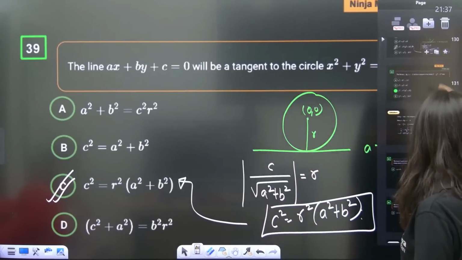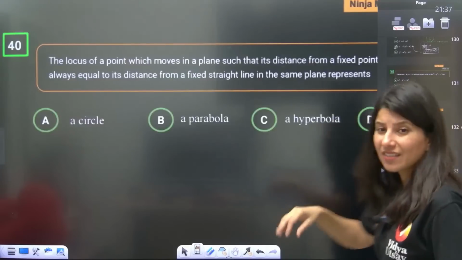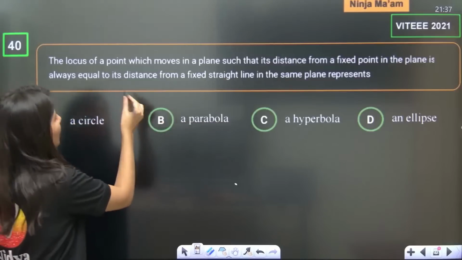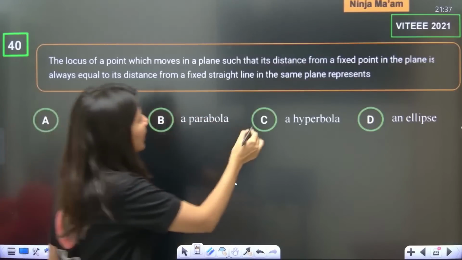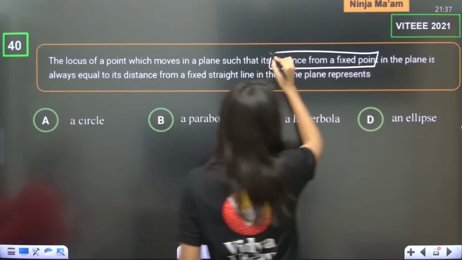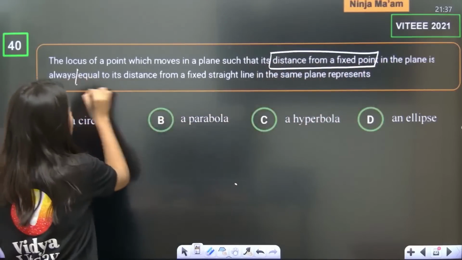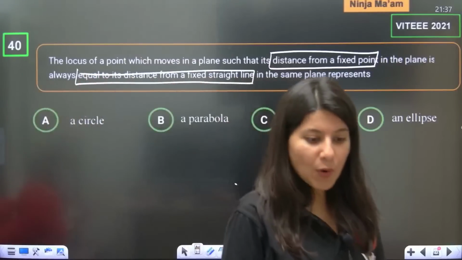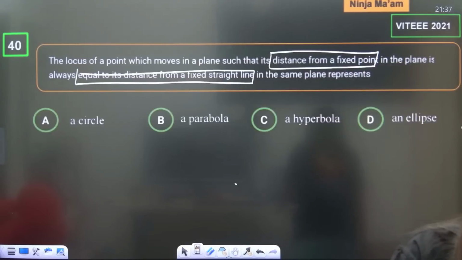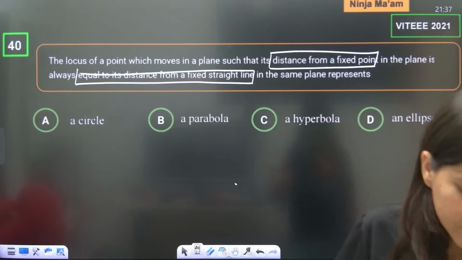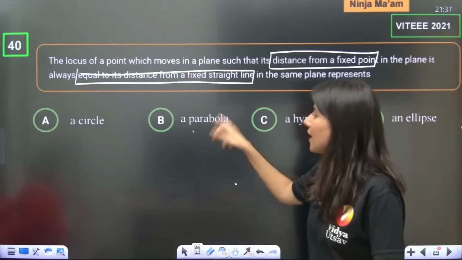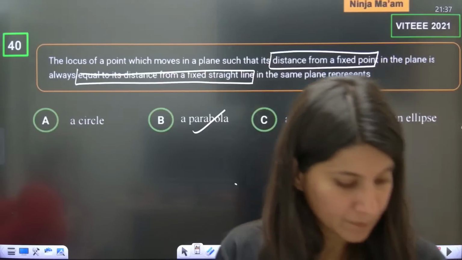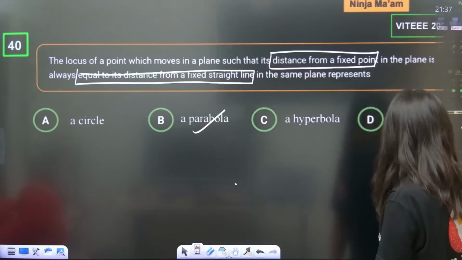Okay. The next question, the most obvious question. Locus of a point which moves in a plane in such a way that its distance from a fixed point in the plane is always equal to its distance from a fixed straight line in the same plane. Distance from a fixed point is equal to distance from a fixed line. So that is a parabola. Everybody, it is a parabola. Yes or no? Okay.